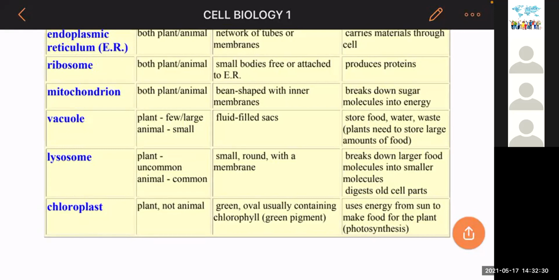food for the plant. That's photosynthesis. So it makes food for the plant in the presence of sunlight. We are now defining photosynthesis. The site of photosynthesis in a plant cell is the chloroplast. Understand?